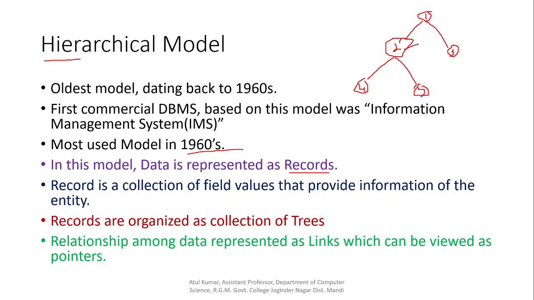So the records are organized as a collection of trees. In hierarchical models, we use tree-like data structures, and the relationships among the data are represented as links, which can be viewed as pointers. If we want to make a relationship between 1 and 2 in this kind of data structure, it is represented as a link, and in a programming language it is represented as a pointer.